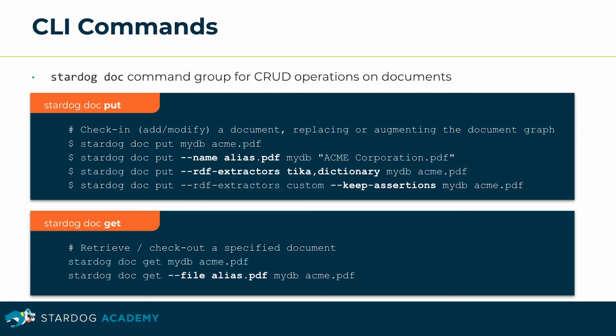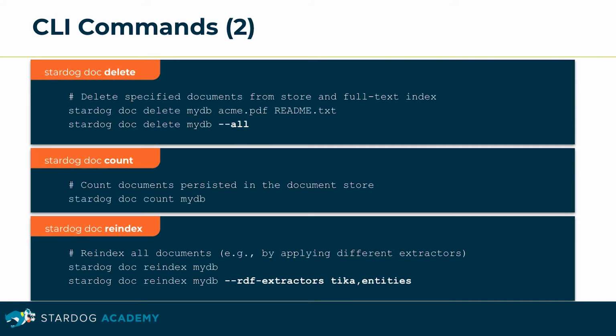It is to create, respectively check them in via the doc put command. You may override the default settings and indicate specific text or RDF extractors to be applied and whether any previously extracted text should be retained or dropped, which is the default behavior. The doc get command will retrieve the document from the storage by file name, optionally creating a copy using the alias. You may delete a specified or all documents in a storage via the doc delete command.